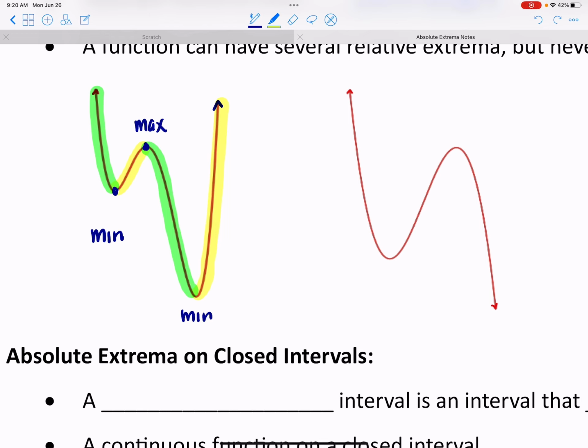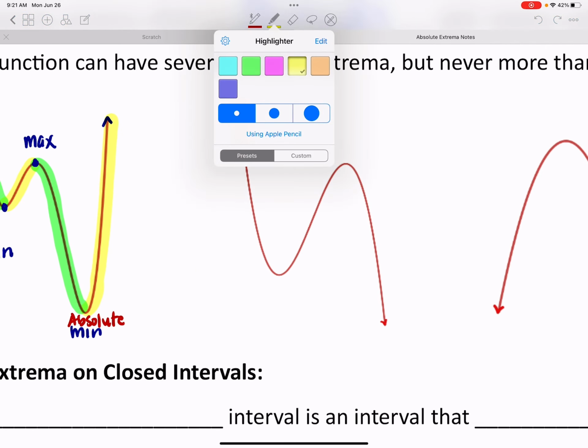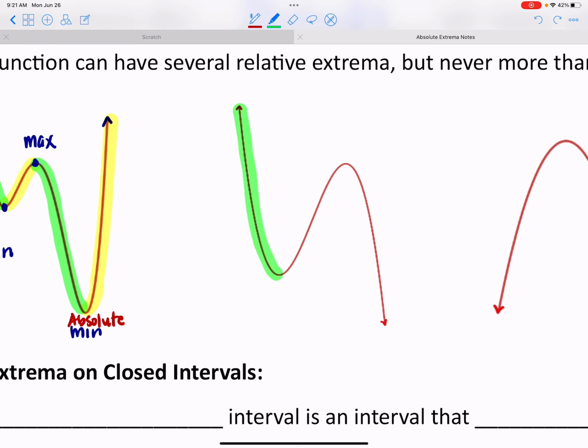So these are all relative extrema, but we could also call this one an absolute min because, again, it is the lowest point on the graph. And there is no absolute maximum on this open interval because the two ends of the graph go up forever, so there will always be some higher point. Again, no absolute maximum.